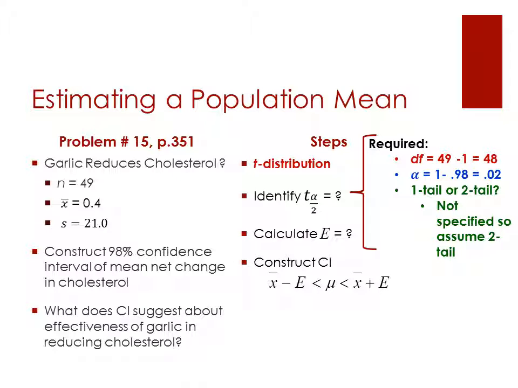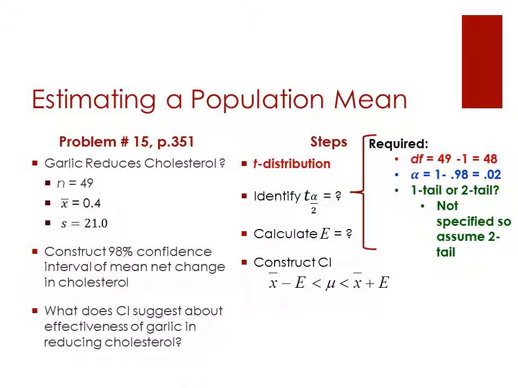Well, I'm going to need to know my degrees of freedom, which in this case is going to be 49 minus 1. So my degrees of freedom for this problem is 48. I need to know what my alpha is going to be. So here it's going to be 1 minus 0.98, since I was given a confidence interval requirement of 98%, which means I have an alpha of 0.02.